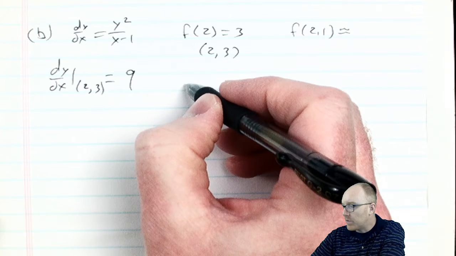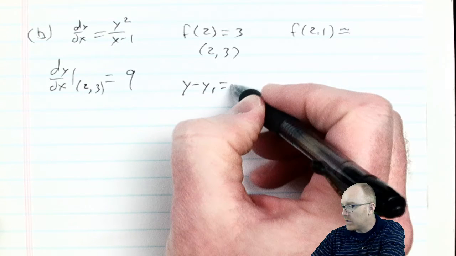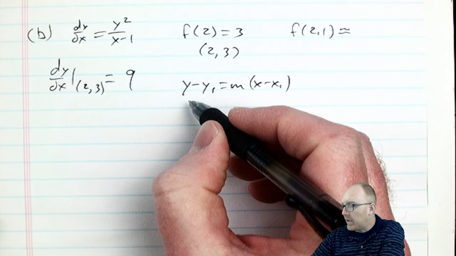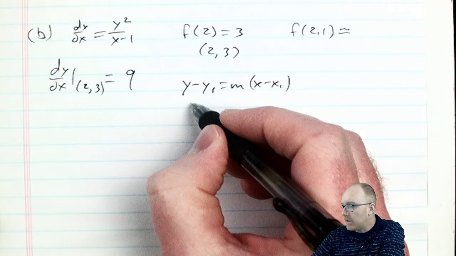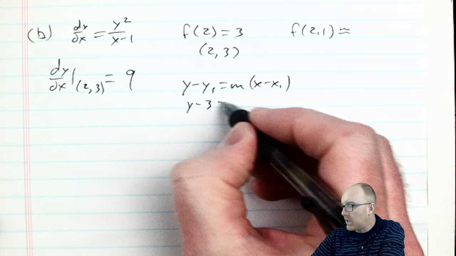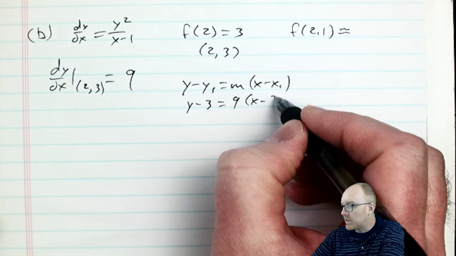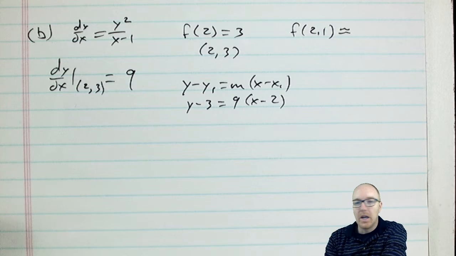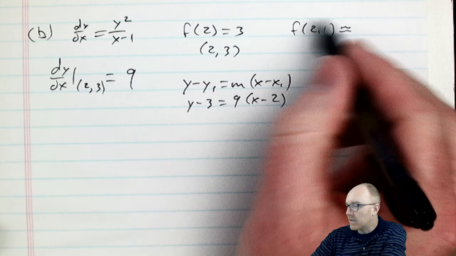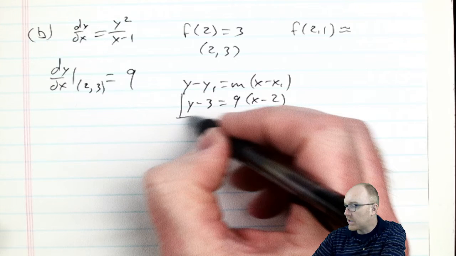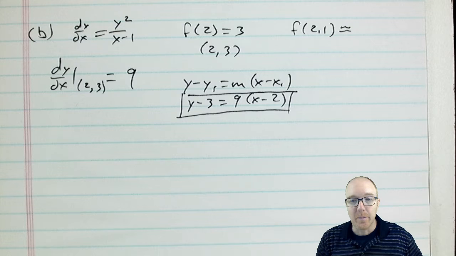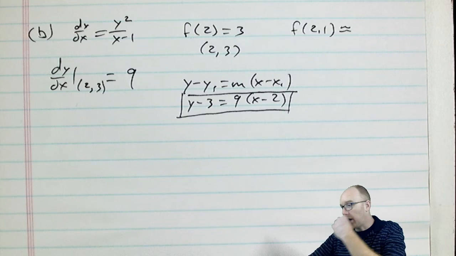We could use point slope form, y minus y1 equals m times x minus x1. All right, so we plug in our point here. It's y minus 3 equals 9 as our slope, and then x minus 2. This is the equation for our tangent line. And the last thing they want you to do is estimate this. So here's your equation for a tangent line, and you could leave it in point slope form. Now you're probably going to want to swap it out in a moment, but you get the idea.